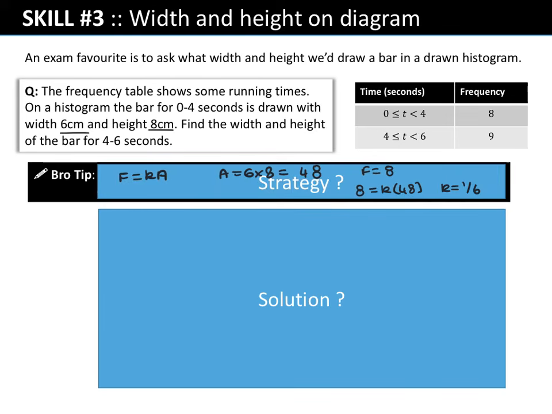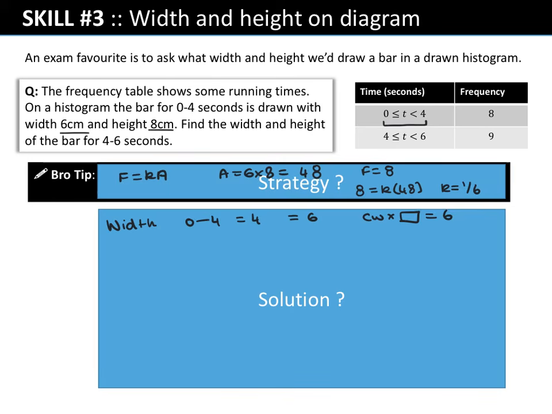Now, it says here our width is 6 centimetres. So that also means from 0 to 4, they're saying that that is 6 centimetres. Okay? So, first of all, let's focus on our width. Okay. So for our width, they're saying 0 to 4, which we know is a gap of 4, equals 6 centimetres. So what have we multiplied our class width by? Our class width times our scale factor equals 6. Okay, so 6 divided by 4 is 1.5.